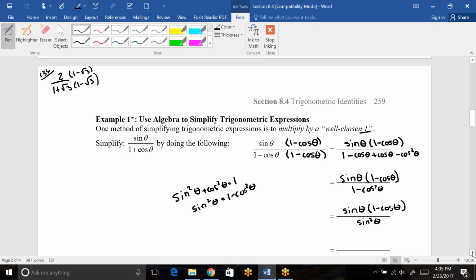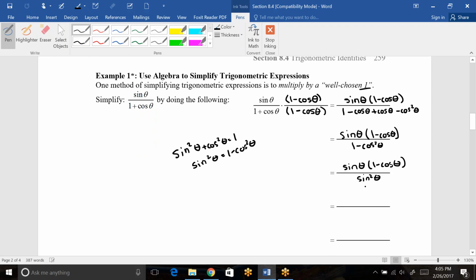And then we can reduce one of the sines out. So this would be 1 minus cosine theta over sine theta, because one of these sines can cancel with one of those. Now, we could continue if we wanted to. So this is one way to end this if we don't know where the ending is. We now know that sine theta over 1 plus cosine theta is the same thing as 1 minus cosine theta over sine theta.